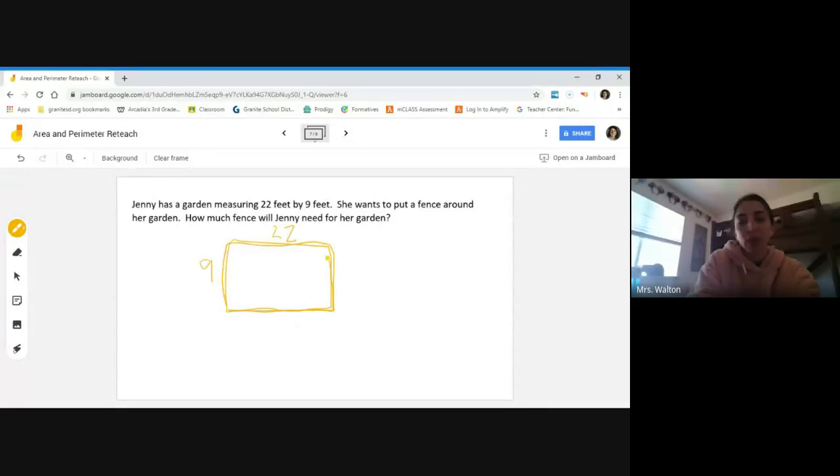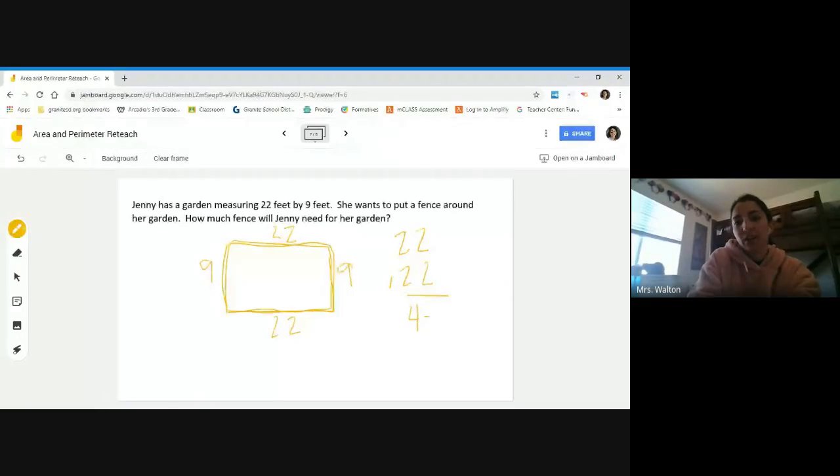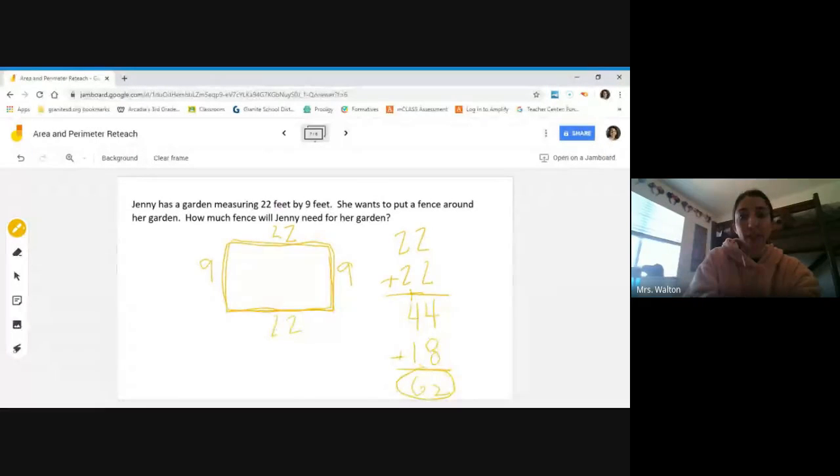So if I know this side is 22, I know this side is 22. And if I know this side is 9, then I know this side is 9. So now I'm going to add them together. 22 plus 22 is 44. 9 plus 9, just doing some math in my head so I don't have to write it all out. 9 plus 9 is 18, sorry. So 8 plus 4 is 12. And 4 plus 1 is 6. So the perimeter, how much fence she'll need, is 62 feet, as you see there.